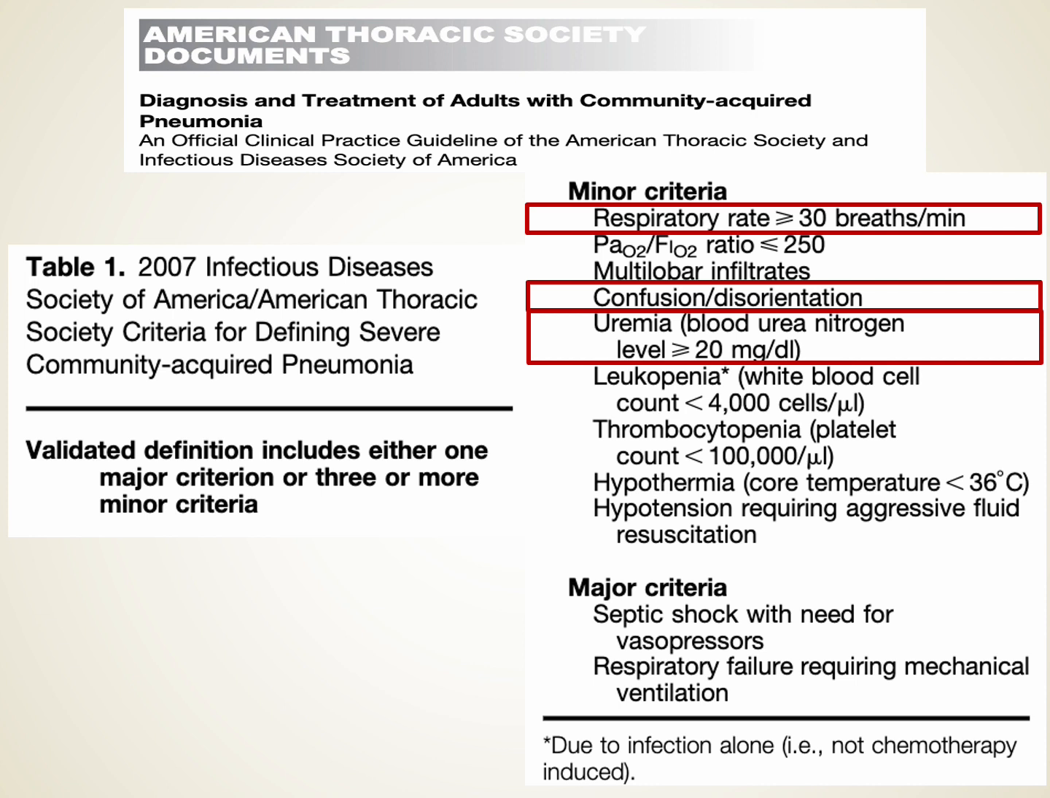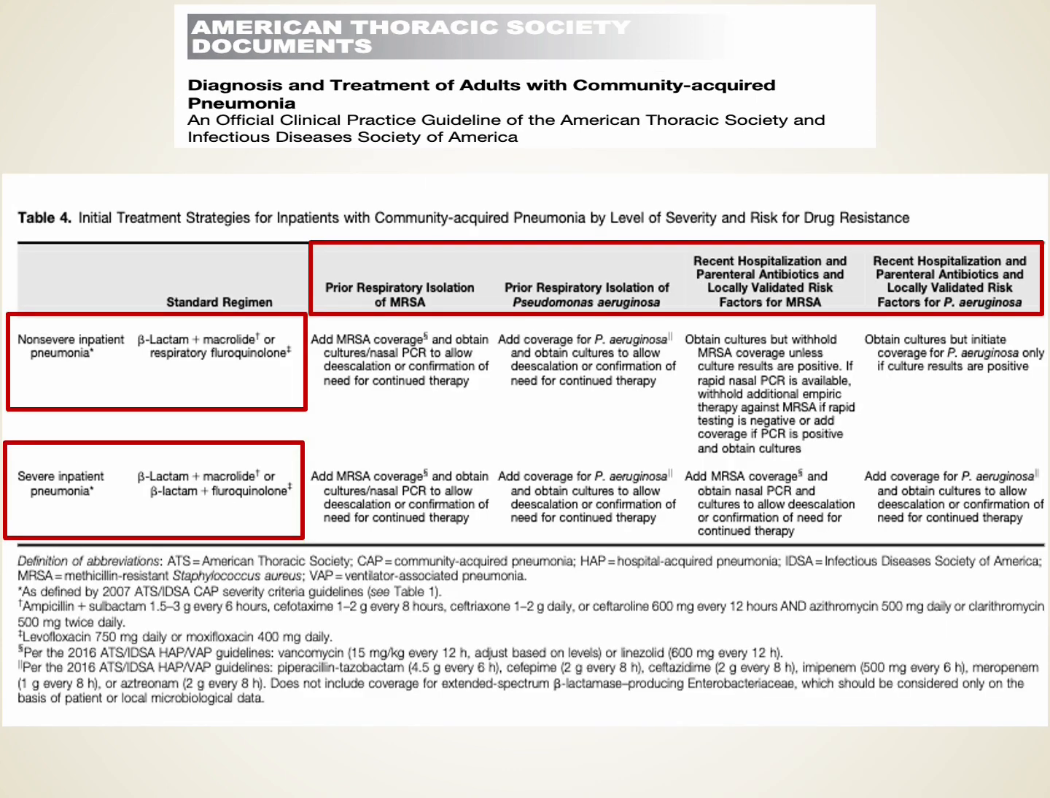So what's their respiratory rate? Is there confusion or not? Is there uremia? Other elements that you want to look at that are going to be indicators for the severity of their community-acquired pneumonia. But all these folks are being hospitalized. So this table, let's walk through this a bit.